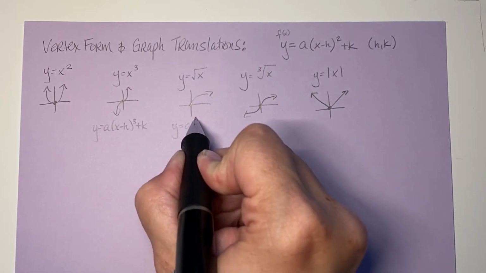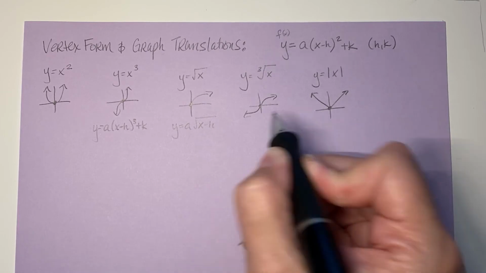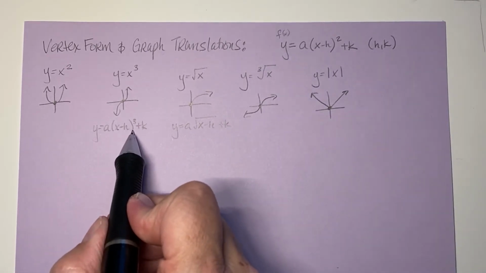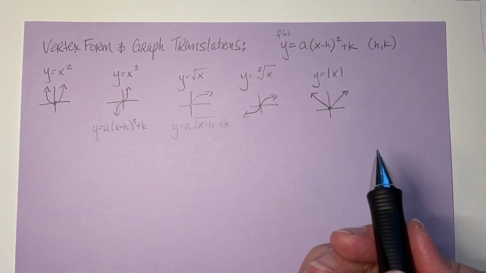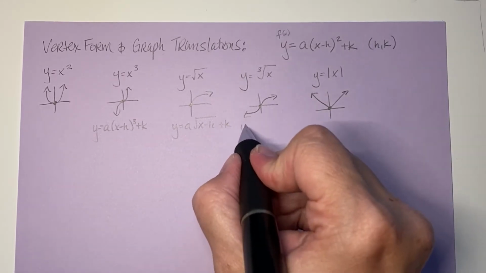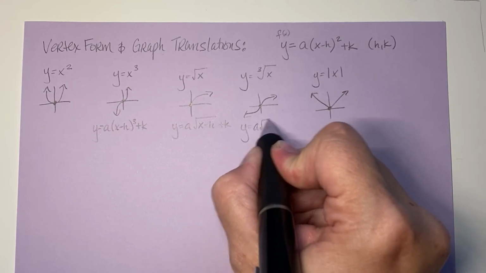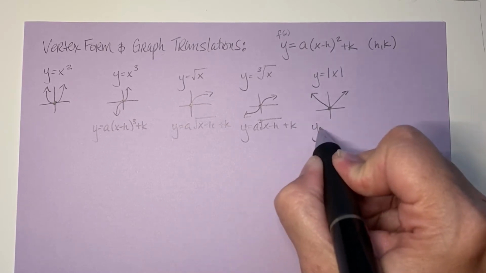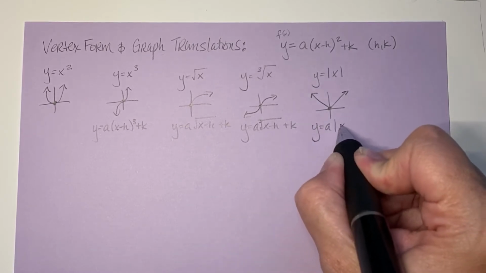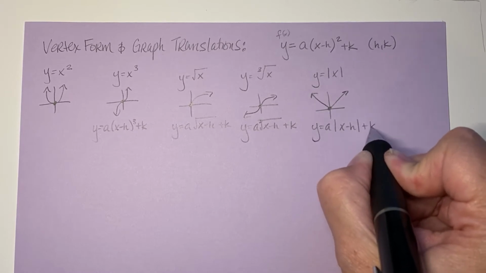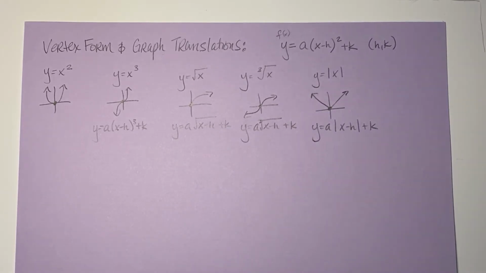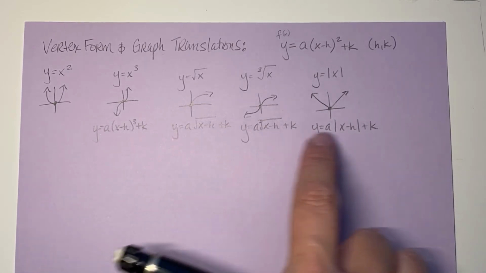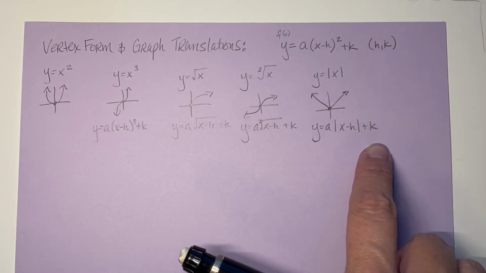Y equals a times the square root of x minus h, and then plus k is outside. Just like the plus k is outside the parentheses here, the plus k is going to be outside the square root there. And also y equals a times the cube root of x minus h plus k, and then y equals a times the absolute value of x minus h plus k. Okay, so those are our basic parent functions that we're all going to be using, and the different transformations that we can do with that.